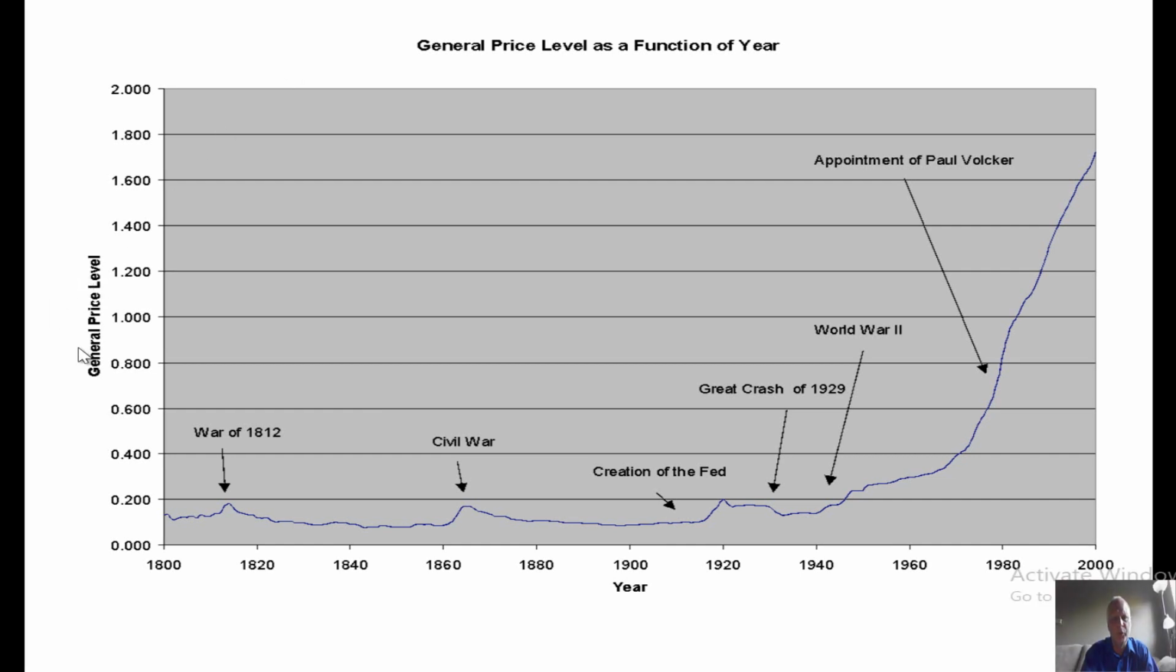This graph shows the general price level in the United States from 1800 to around 2000. The slope of this graph, or the derivative of this graph, is what we would call inflation. You can see that there was very little inflation throughout most of U.S. history until post-World War II, and in particular post-1971, when the U.S. defaulted on the international gold standard known as Bretton Woods.